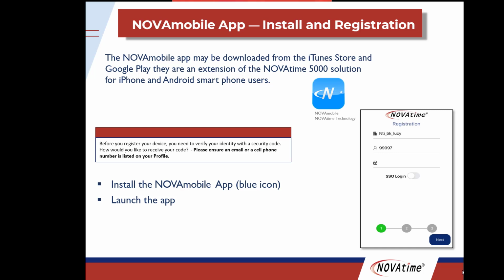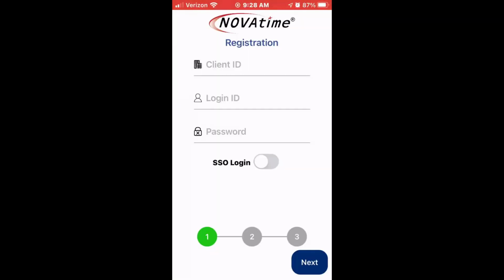You can download the app from the Google Play Store for Android devices, and you can download the app from the iTunes Store for Apple devices. The first thing I'm going to do is complete this registration page. So I've downloaded the app, and now I'm going to go ahead and navigate over to the registration page.